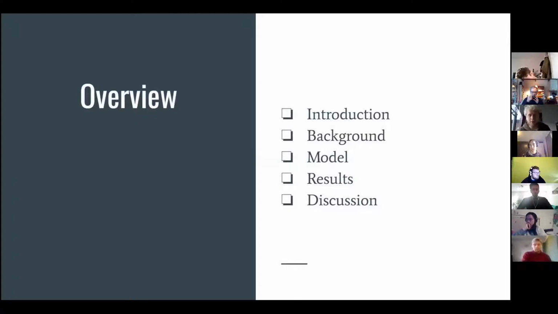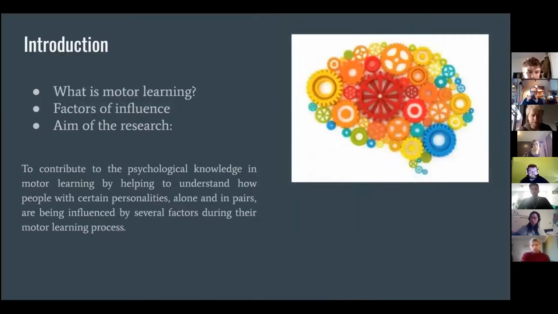So what are we going to talk about? First, we will start with a brief introduction about the topic. Then we will provide you with some background information about some important concepts. And after that, we propose our model and show you several simulations. And lastly, in the discussions, our research questions will be addressed and answered.